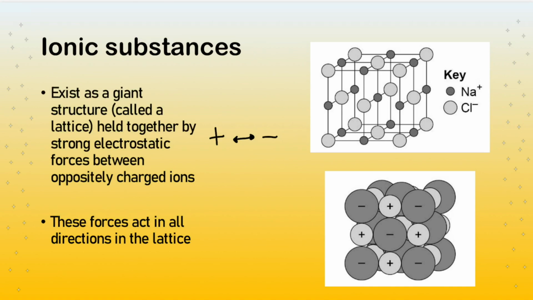But these forces act in all directions in the lattice. So you've got here some positives, which are the sodiums. This is sodium chloride, and you've got some negatives in the chlorine, and they kind of hold each other together like a bunch of magnets in a space, and they end up working together to form quite uniform structures.